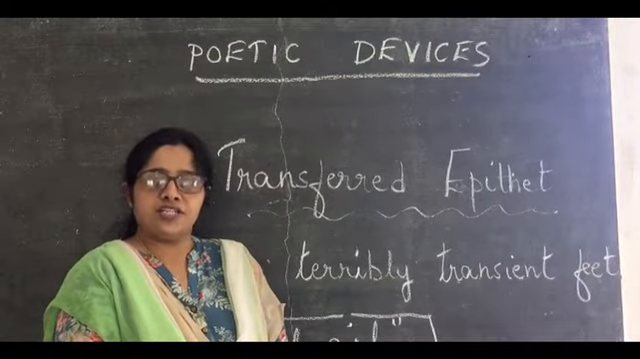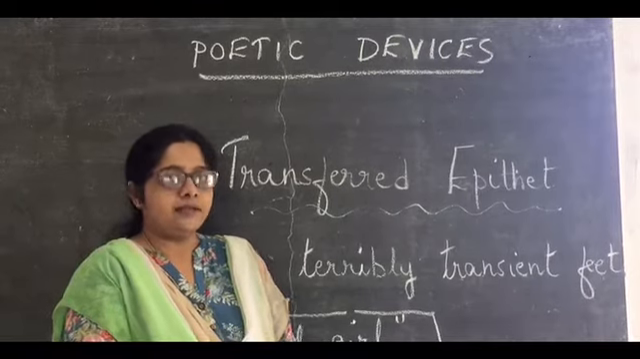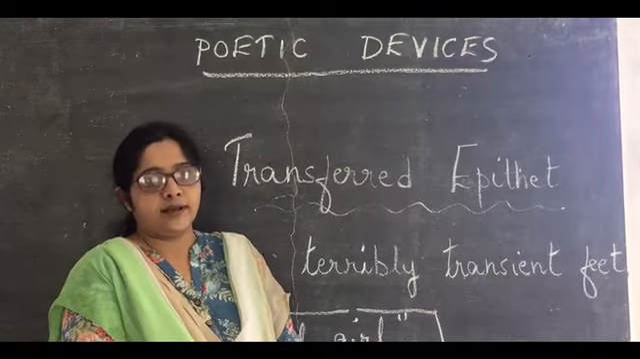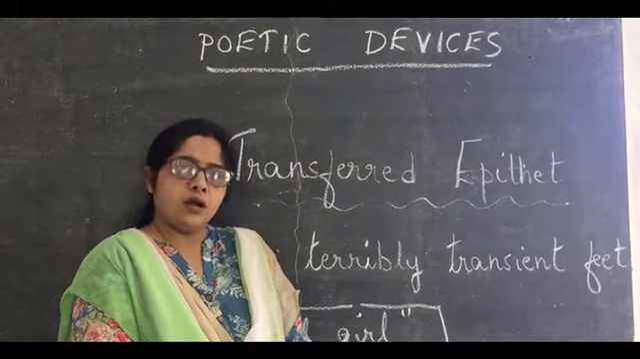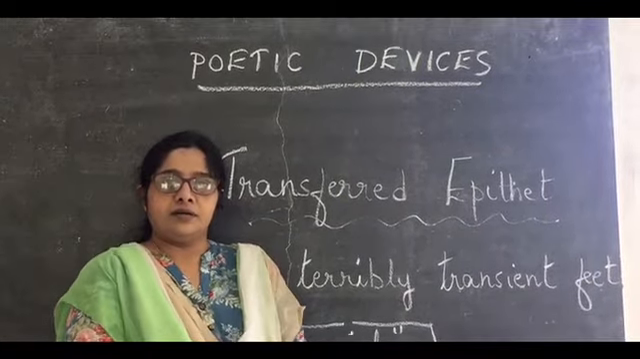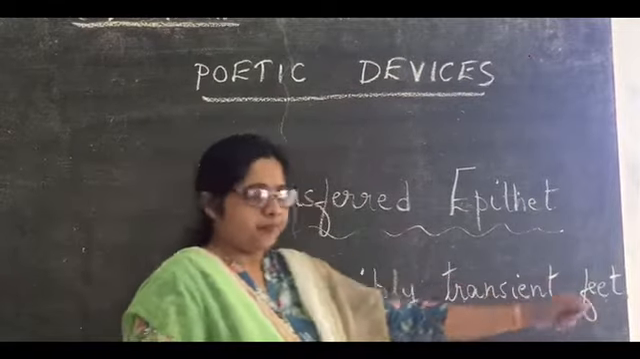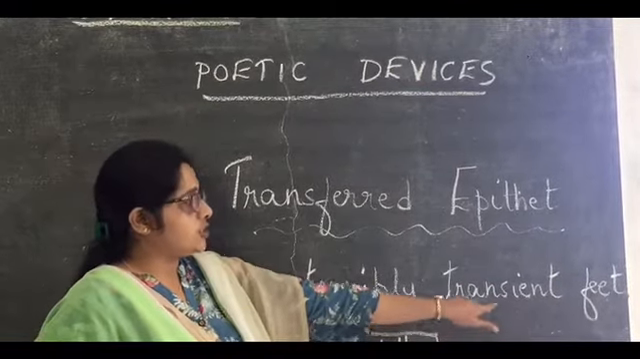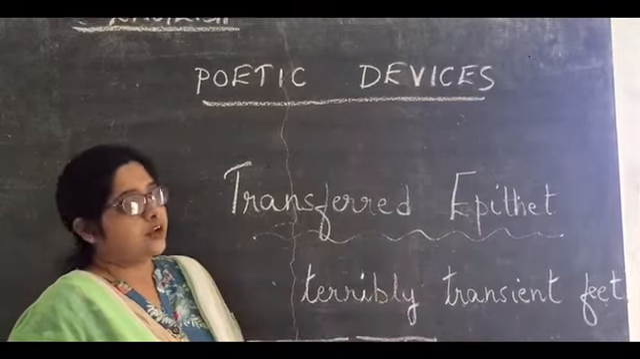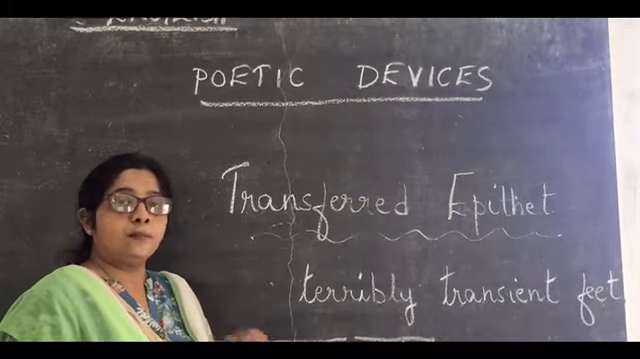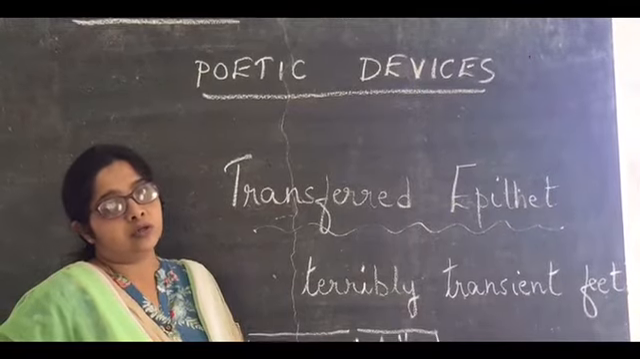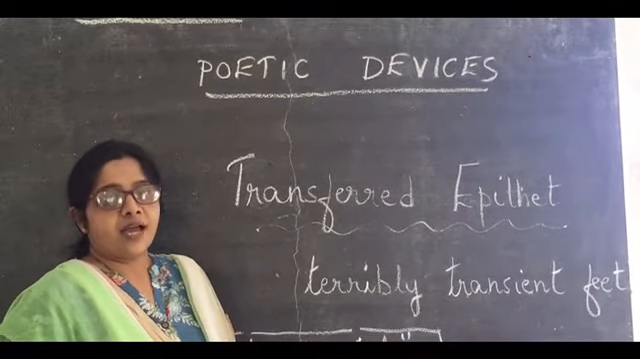Let's look at the poetic device, transfer epithet. In this figure of speech, the modifier or an adjective that goes with a noun is not describing that noun, but it will be describing another idea which is present in the poem. For example, in this poem, the expression terribly transient feet. Transient is the adjective that goes with the noun feet. But what we have to understand is the poet is referring not to feet but to the person, or to the human life. Life of a person which is transient, which is not lasting long, which is not lasting forever, and it is short-lived.